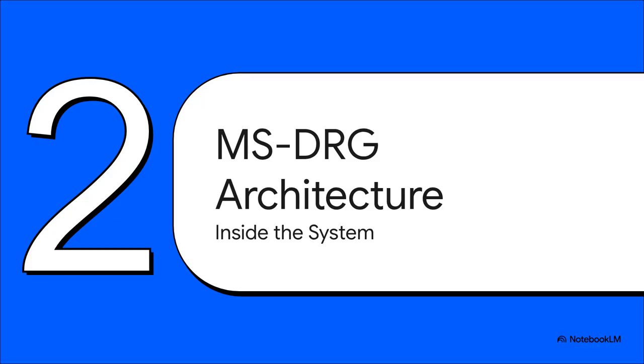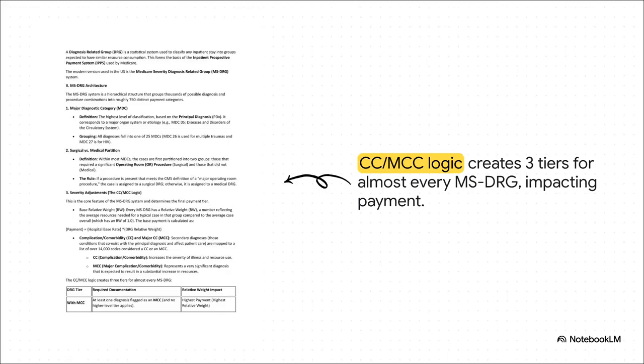Moving on to Part 2, Inside the MSDRG Architecture. Now we're going to look under the hood and see exactly how this logic engine actually partitions and weighs a patient's chart. As you can see, the system basically creates 3 distinct tiers for almost every MSDRG, and this is all based on severity adjustments, the CC and MCC logic. You've got the base level with no CC or MCC, the middle tier with a complication or comorbidity, and then that highest tier with a major complication or comorbidity.